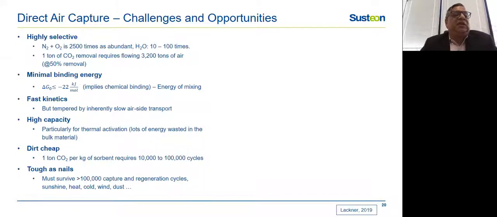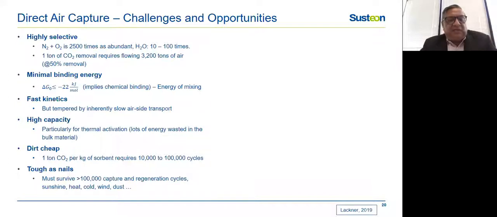So somebody has to design a million-ton CO2 plant from direct air capture. One can imagine how big that system will be and what type of energy and hardware we will need to deal with that. So this is something to think about. Then the minimum energy for removal is 22 kilojoules per mole, and then we need some multiples of that to separate it out. The kinetics has to be fast.